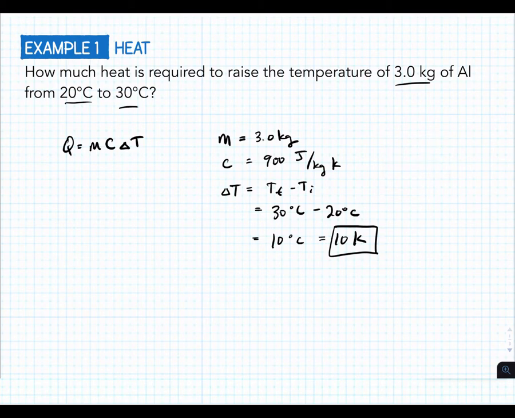So if an equation has T in it, Kelvin or Celsius, use Kelvin. If it has delta T in it, Kelvin or Celsius are fine. Okay, 10 Kelvin. And why do I write it in Kelvin if I did cancel it, right?